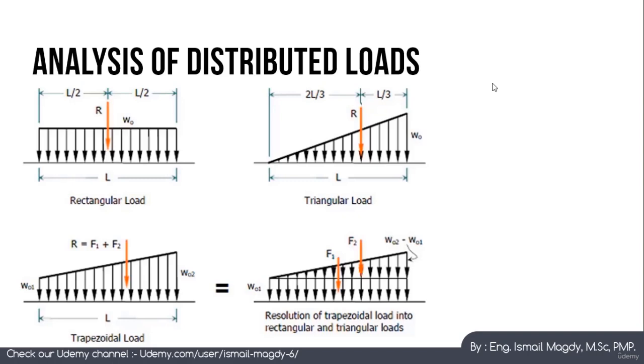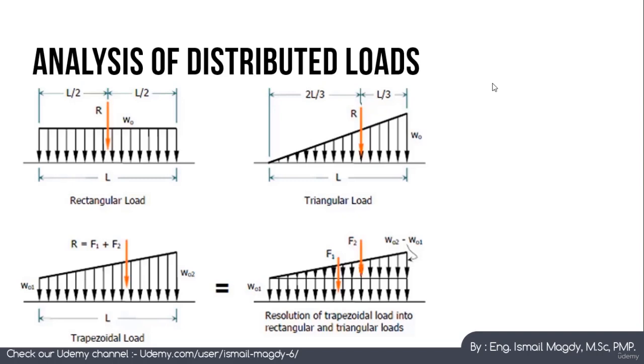In figure number 1, here we have the most common type of distributed load, which is the uniform distributed load in the shape of a rectangle. In order to calculate the value of R, which is the resultant force, it will equal W, which is the value of the distributed load, multiplied by L, which is the length under the effect of this load. And the location of the resultant will be exactly in the middle, because this is the centroid of a rectangle shape.